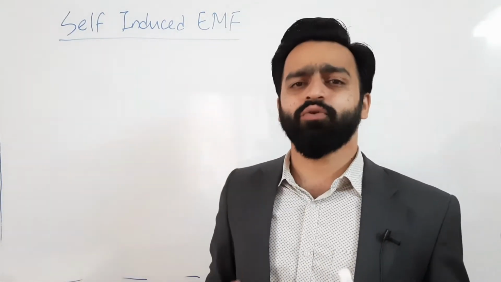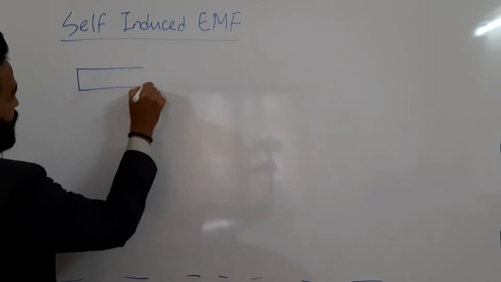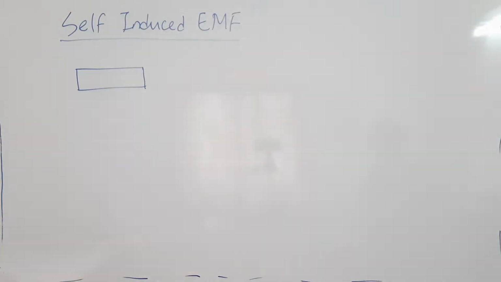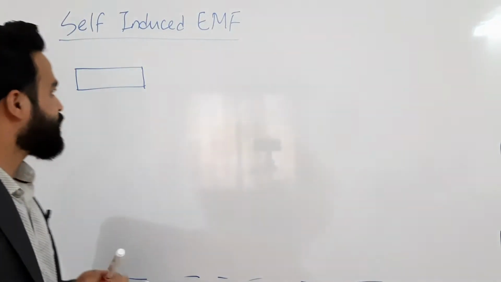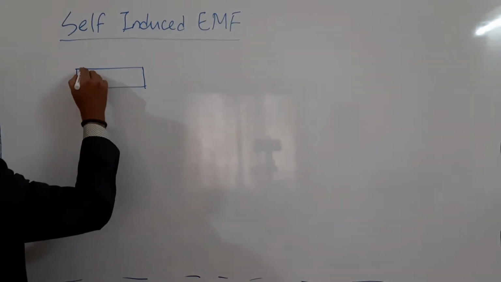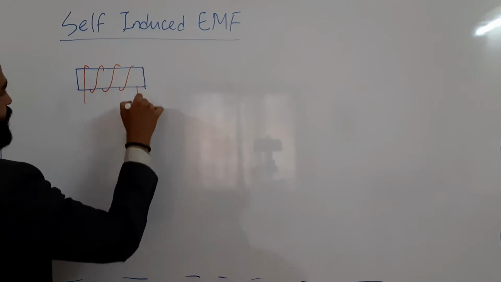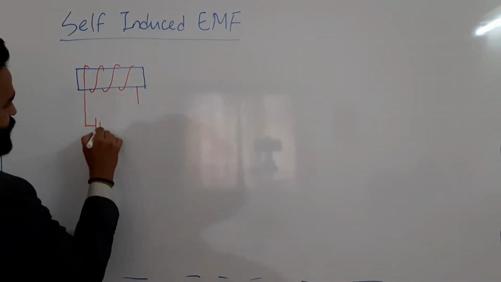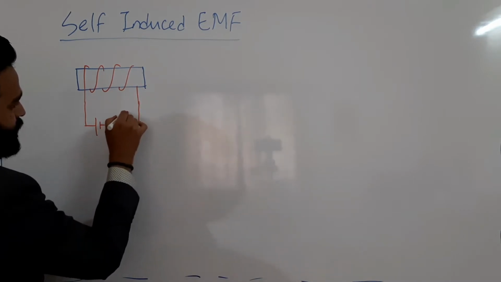So let me explain this by means of a very simple figure. We are having an iron core, and on that iron core we are placing a winding, a coil, which is connected to a source of voltage and a variable resistance.